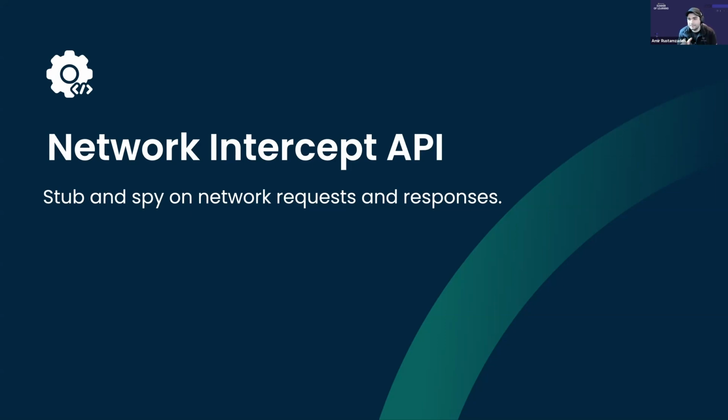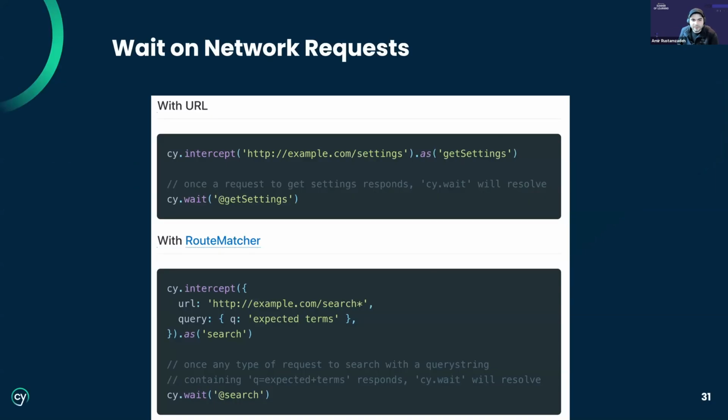But I'd like to give you a little glimpse into what it does and how it can work for you. So let's say you just want to wait on a network request that took place. All you have to do is use the new cy.intercept command and pass in the URL of your choice that you want to wait upon. And you can give that URL an alias or a name. In this first example, we're giving it the alias getSettings.